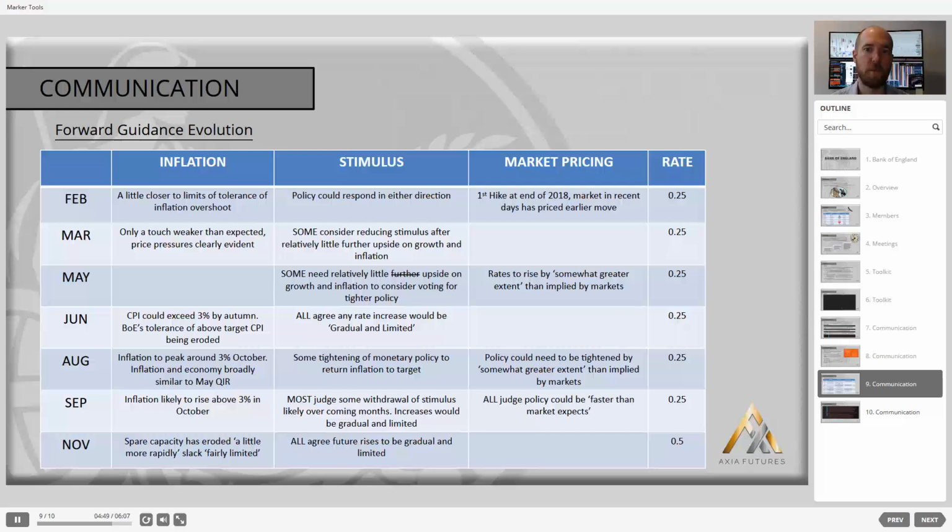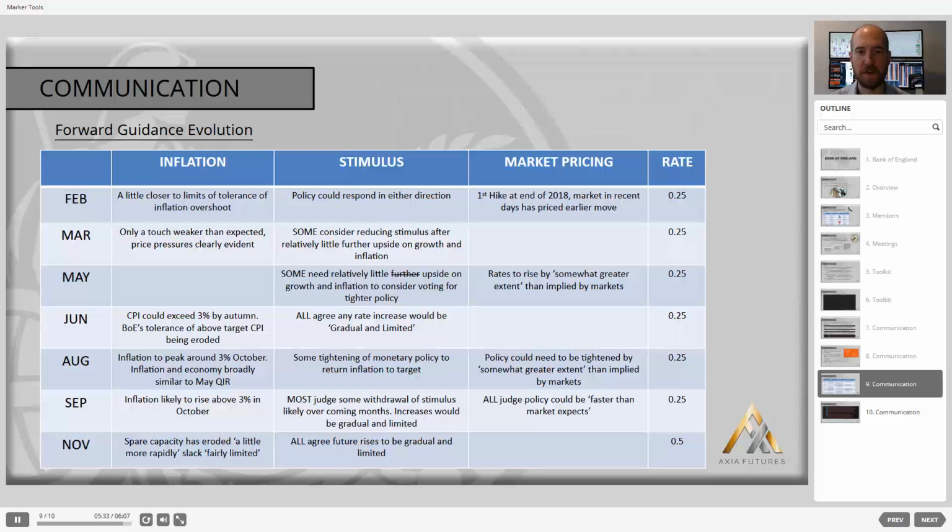Come November, we get that rate hike. Spare capacity has eroded a little more rapidly. Slack is fairly limited. So they're not saying that slack is tight, they're saying slack is fairly limited. So there is still inflation, but there's still room that inflation could increase where that limited slack is eroded. All agree that future rate rises will be gradual and limited. So now stepping back from referencing any further rate rises and just saying that they'll be gradual and limited going forward, which has been their previous description of rates. So once they've done the rate hike, they then fall back to their previous stance on monetary policy.